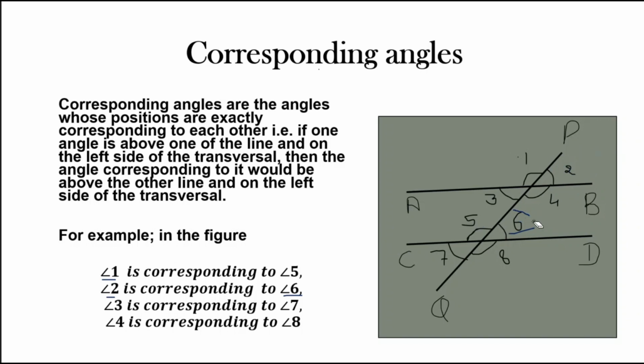Similar things hold for the angles below the lines. How? Let's consider an example. If I ask you to tell me the angle which is corresponding to angle 3, you will do it like this. Since angle 3 is below AB, the angle corresponding to angle 3 would be an angle which is below CD. So it can either be 7 or 8. But since 3 is on the left side of the transversal, the angle which is on the left side of the transversal below CD has to be corresponding to 3. That's why 3 is corresponding to 7.